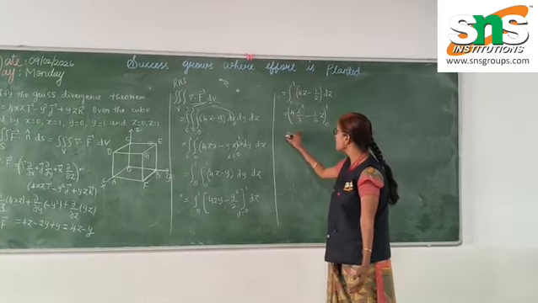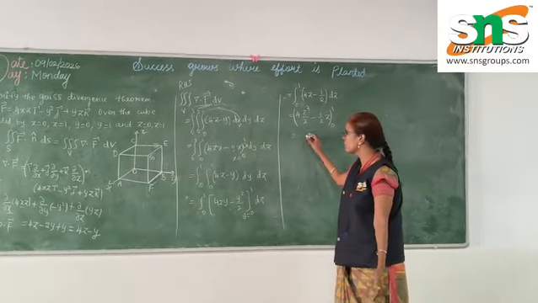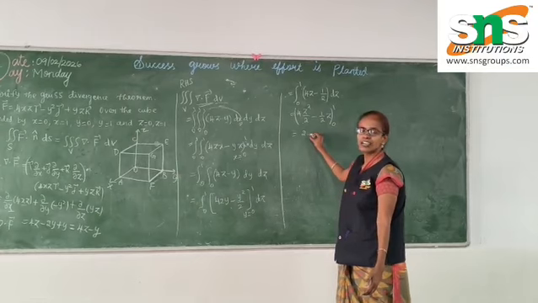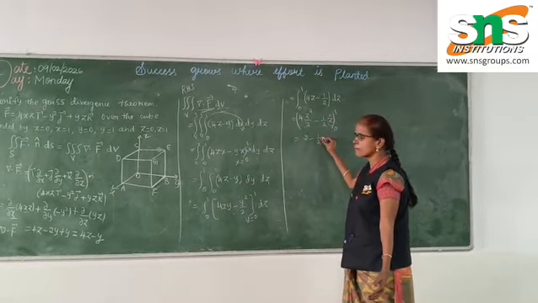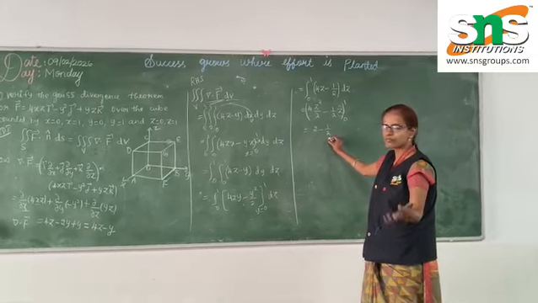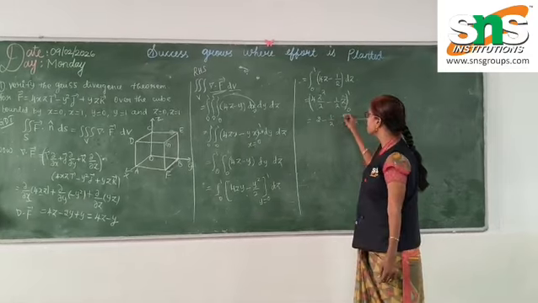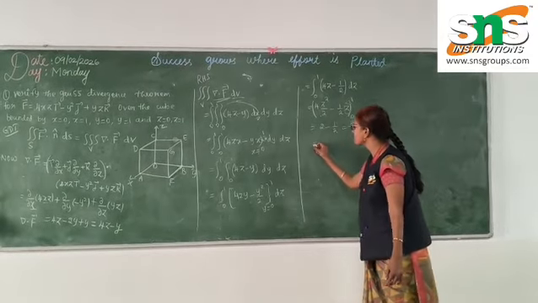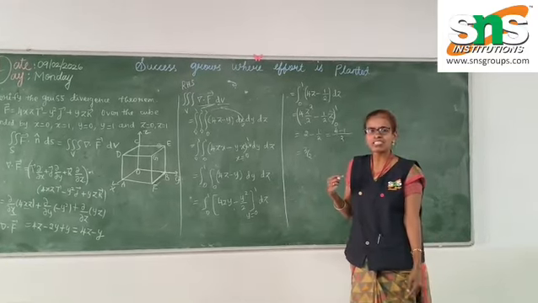Replace the limit, upper limit is 1, so 4 by 2 is 2. And minus, replacing z as 1, the answer is 1 by 2. This is the upper limit, and the lower limit becomes 0. Just take LCM as 2 and the numerator becomes 4 minus 1, so finally the answer is 3 by 2. Okay, the right side term is 3 by 2.